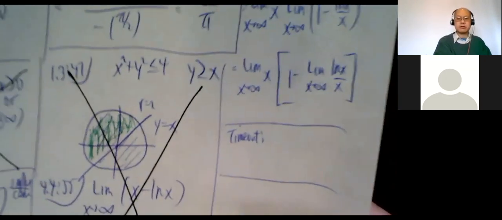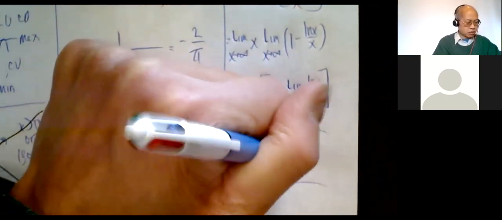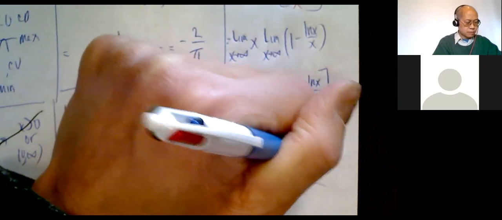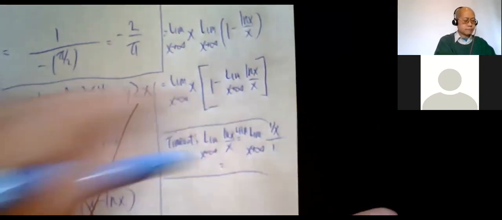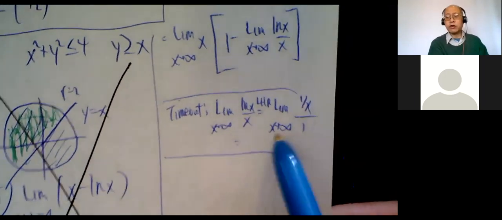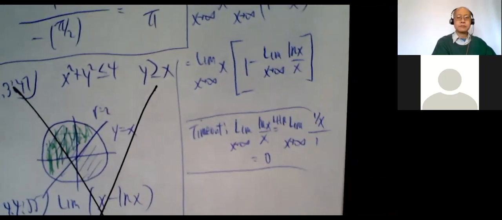And this one I'm going to do by L'Hopital's rule. So limit as x goes to infinity of ln x over x equals, by L'Hopital's rule, limit as x goes to infinity. That's big over big. So what's the derivative of ln x? 1 over x. Derivative of x is 1. So now that's 1 over big, that's 0. Right, so now I know that this thing is 0.